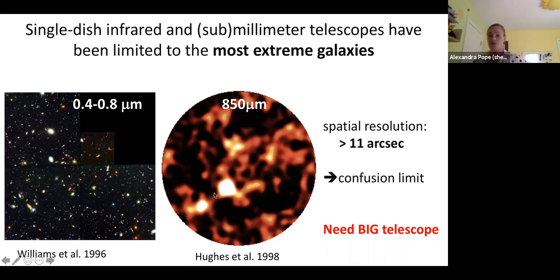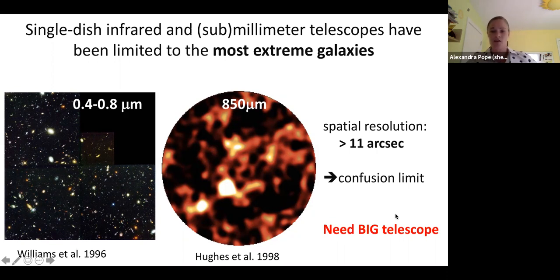And this is because we're going to such long wavelengths, and if we're dealing with a single dish telescope, we just have to make it that much bigger to get the adequate spatial resolution. And so we run into confusion noise, which has hampered a lot of studies. And this has gotten better since the original SCUBA data in 1998 with Herschel, but we're still limited by beams of greater than 11 arcseconds for all single dish sub-millimeter telescopes currently.